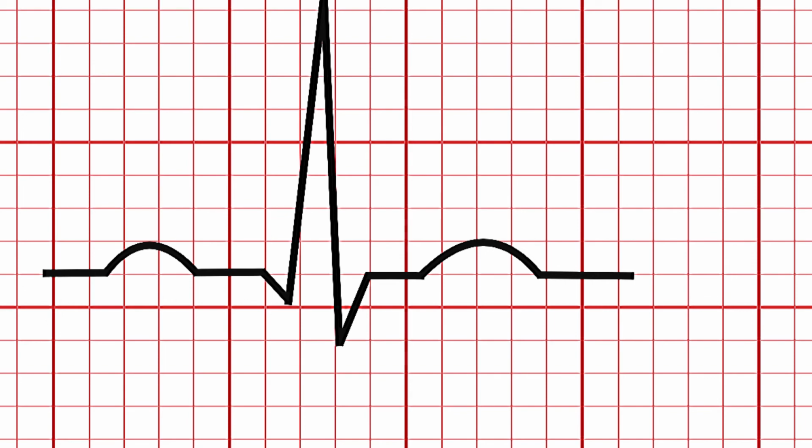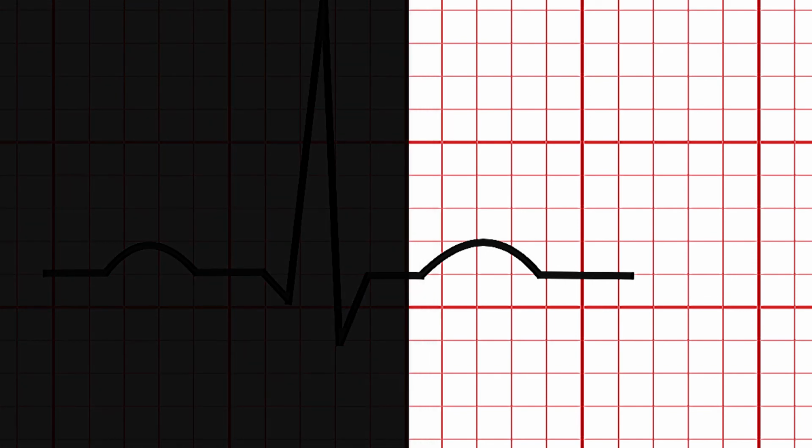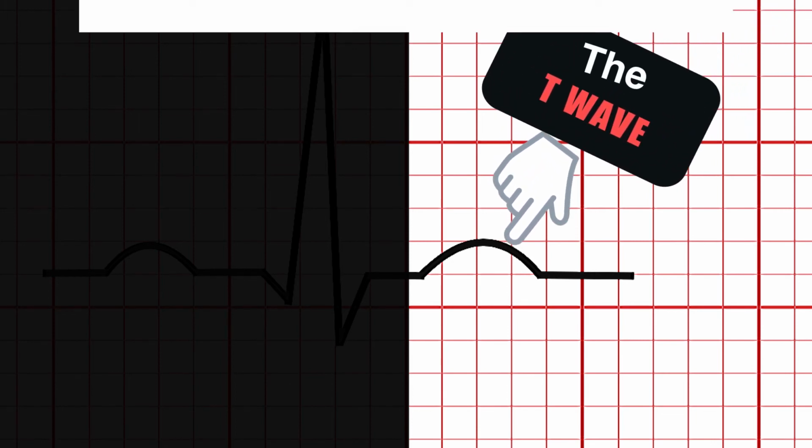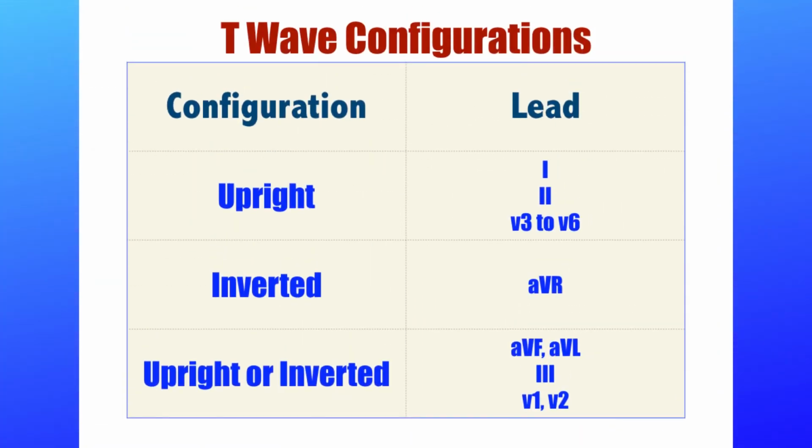So now we move to the last wave, and this would be the T wave. The T wave is the first wave after the QRS complex and represents the ventricular repolarization. So this wave is very important because it provides information about electrolyte disturbances, ischemia, and also if there's a prolongation of the QT segment. It is important to know that the T wave has different configurations. It might be upright in leads 1, 2, V3 to V6, inverted in aVR, and upright or inverted in aVF, aVL, lead 3, V1, and V2.